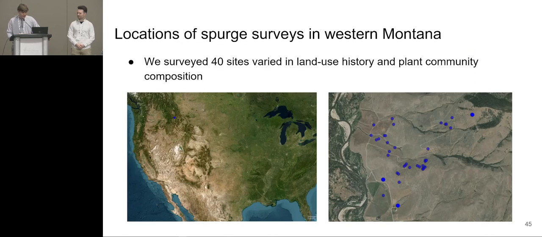So to collect this data set, we surveyed 40 sites in a conservation ranch in western Montana. The image on the right shows exactly where those sites are within the ranch, and the image on the left shows where that ranch is in the continental US. You can see it's kind of in a mountainous region.